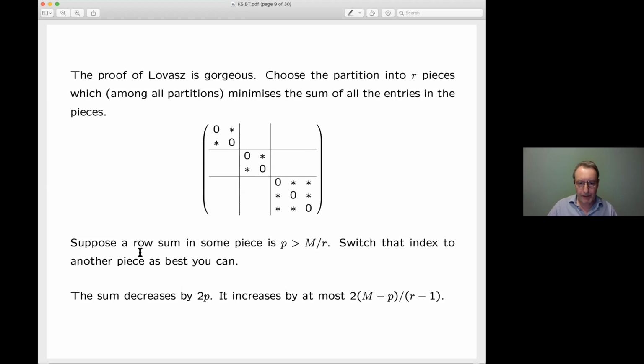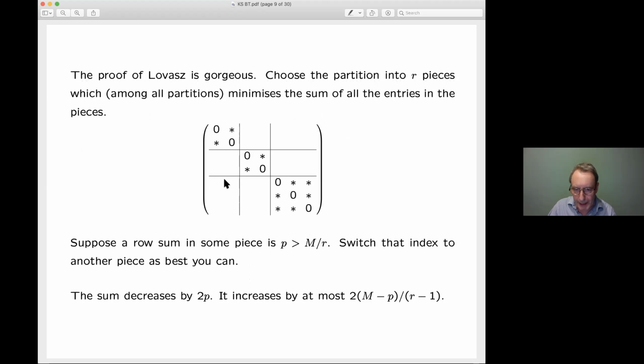Well, suppose you had a row sum in one of the pieces, and the row sum was p. So suppose here the sum of these two things was p. So this is a row sum for one of the pieces. And suppose that sum was p, and suppose it's too big. We're trying to get down to m over r. Suppose we hadn't achieved what we're aiming for.